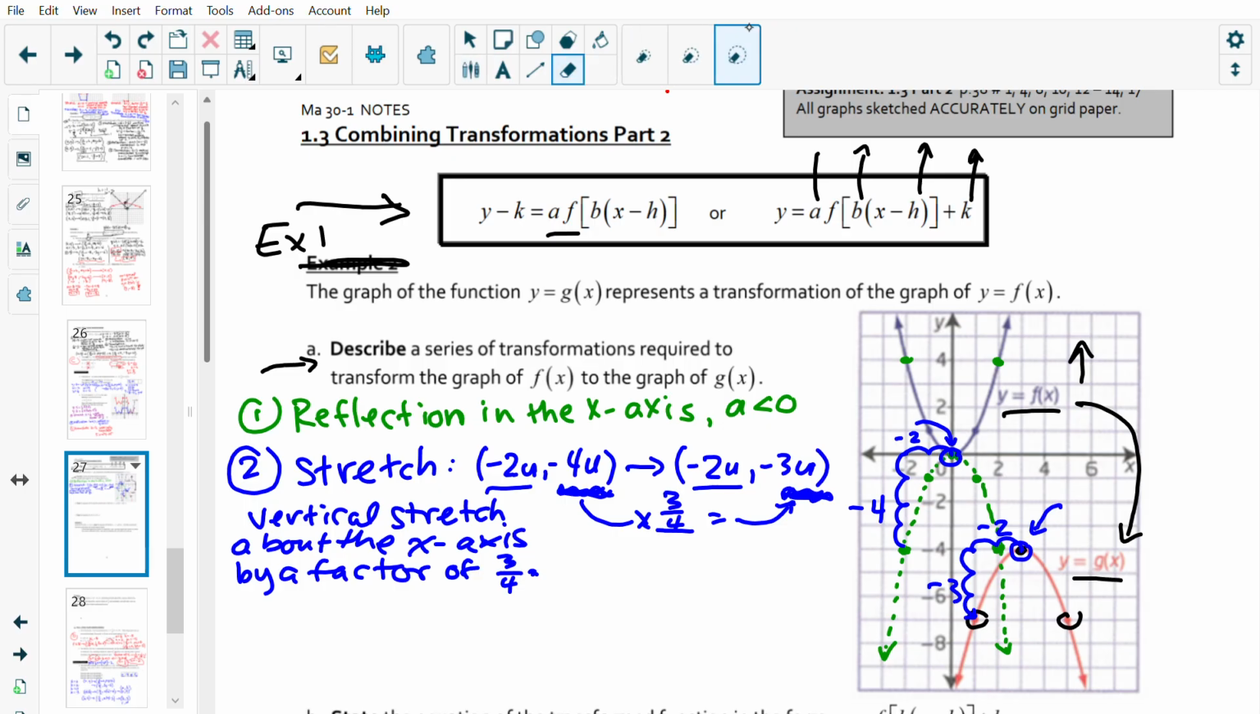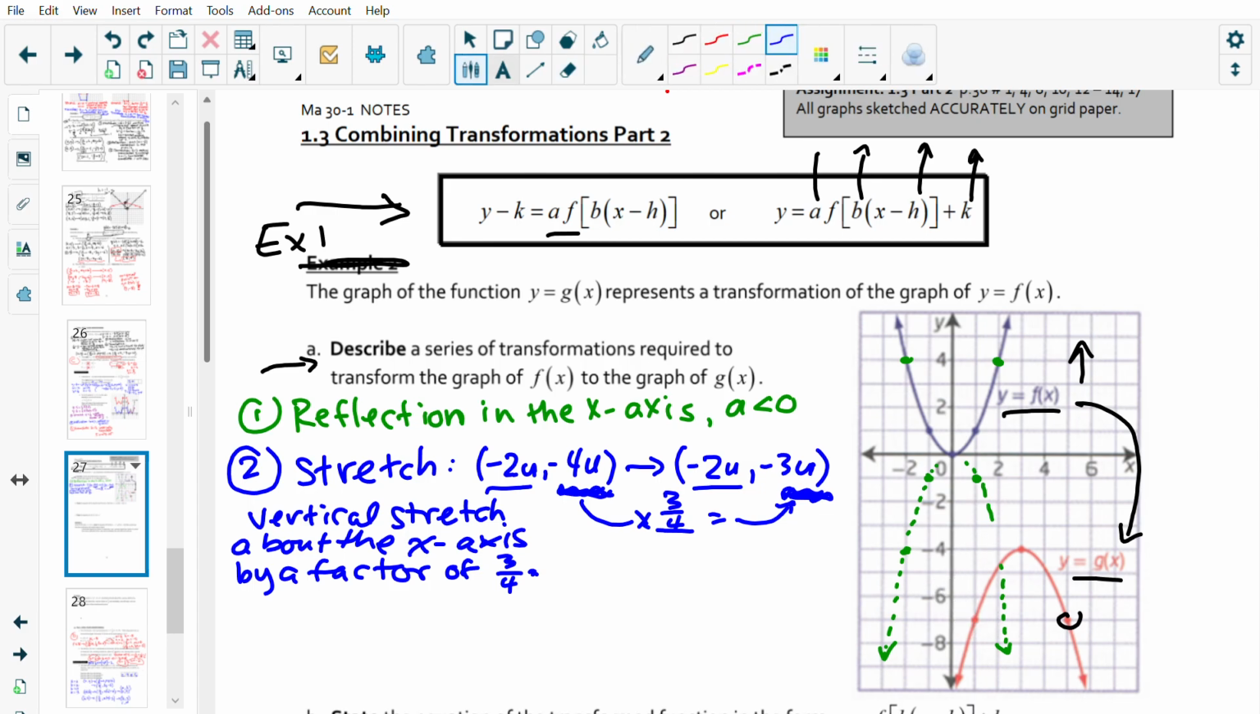Let's draw it up. So I'm going to clean this graph up. I'm going to back up, folks. And then let's show a vertical stretch of 3/4. Let me restore my green graph here, my beautiful green graph. So 2 units left, 4 units down. That's the green graph now, the reflected version of the original graph. Now I need to go 2 units and 3 units.